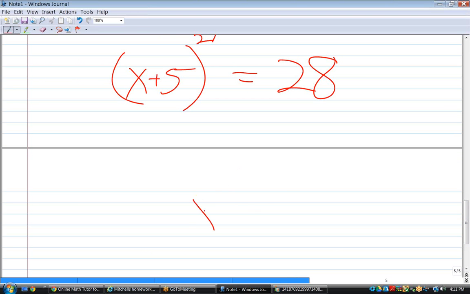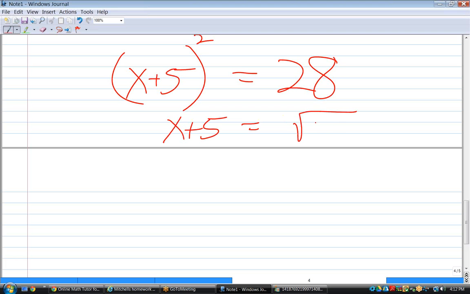If I told you that x squared was equal to 9, how would you solve that? You take the square root of both sides. Okay, so do it here. You just take the square root of both sides. What do you get? x plus 5 equals the square root of 28. What's missing from that answer? Plus or minus.